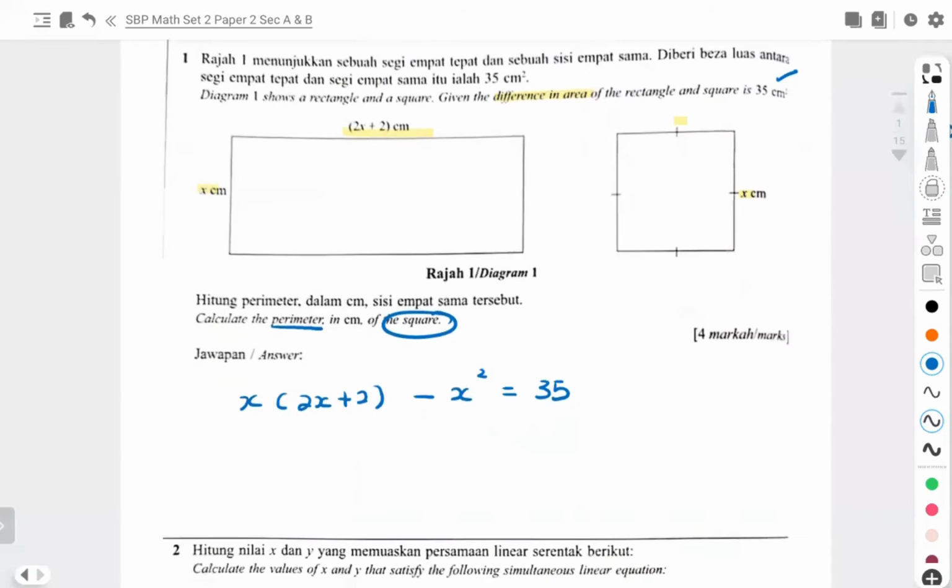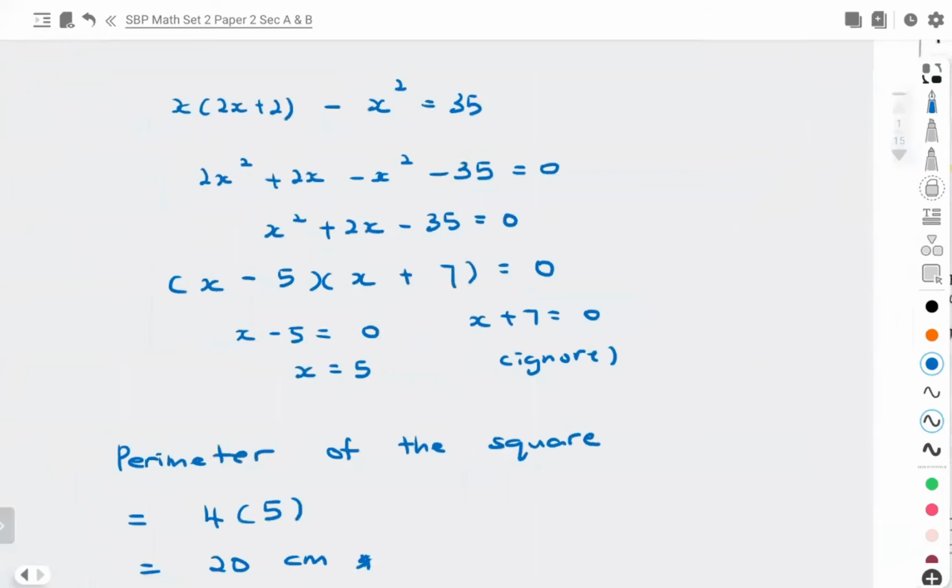A quick note. When you write your workings, make sure that you write the general quadratic equation, which is x squared plus 2x minus 35 equals 0. Then you must factorize. You can use the calculator to help you. So you have x minus 5 and x plus 7. Then only you write x equals 5 and proceed with the perimeter. These are the 4 marks you have to write.